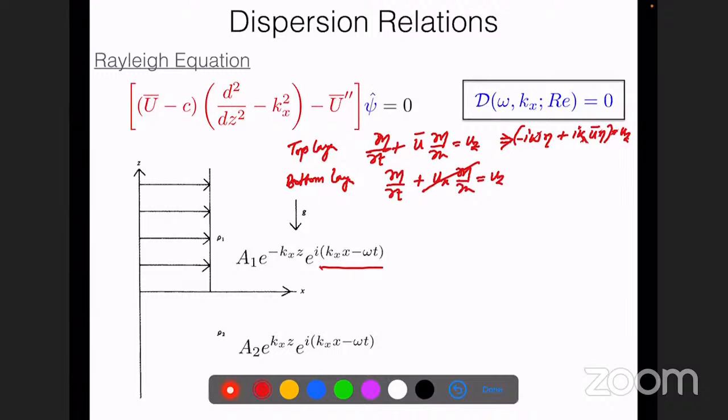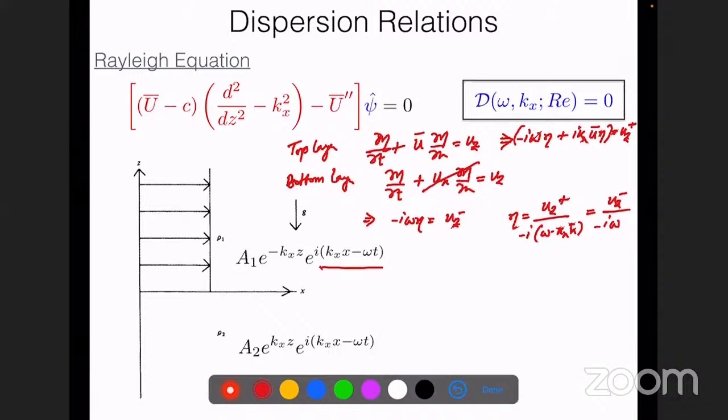And just to make a distinction, I'll put a plus here to say that the vertical velocity uz evaluated in the top layer is uz plus, and in the bottom layer it is uz minus. So from both the layers, I'm going to get uz plus is equal to minus i omega minus kx u bar, and from the bottom layer, it should be minus i omega.